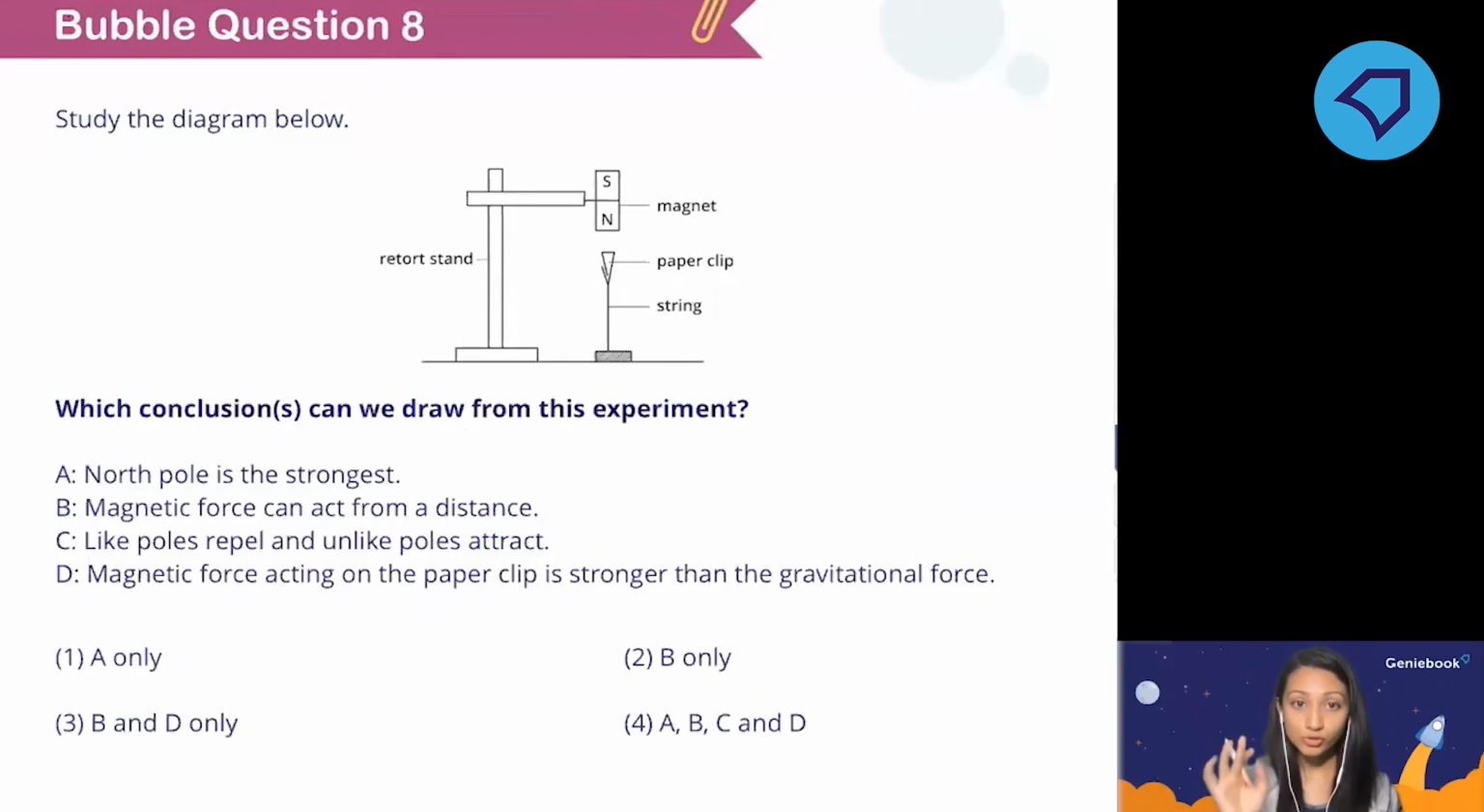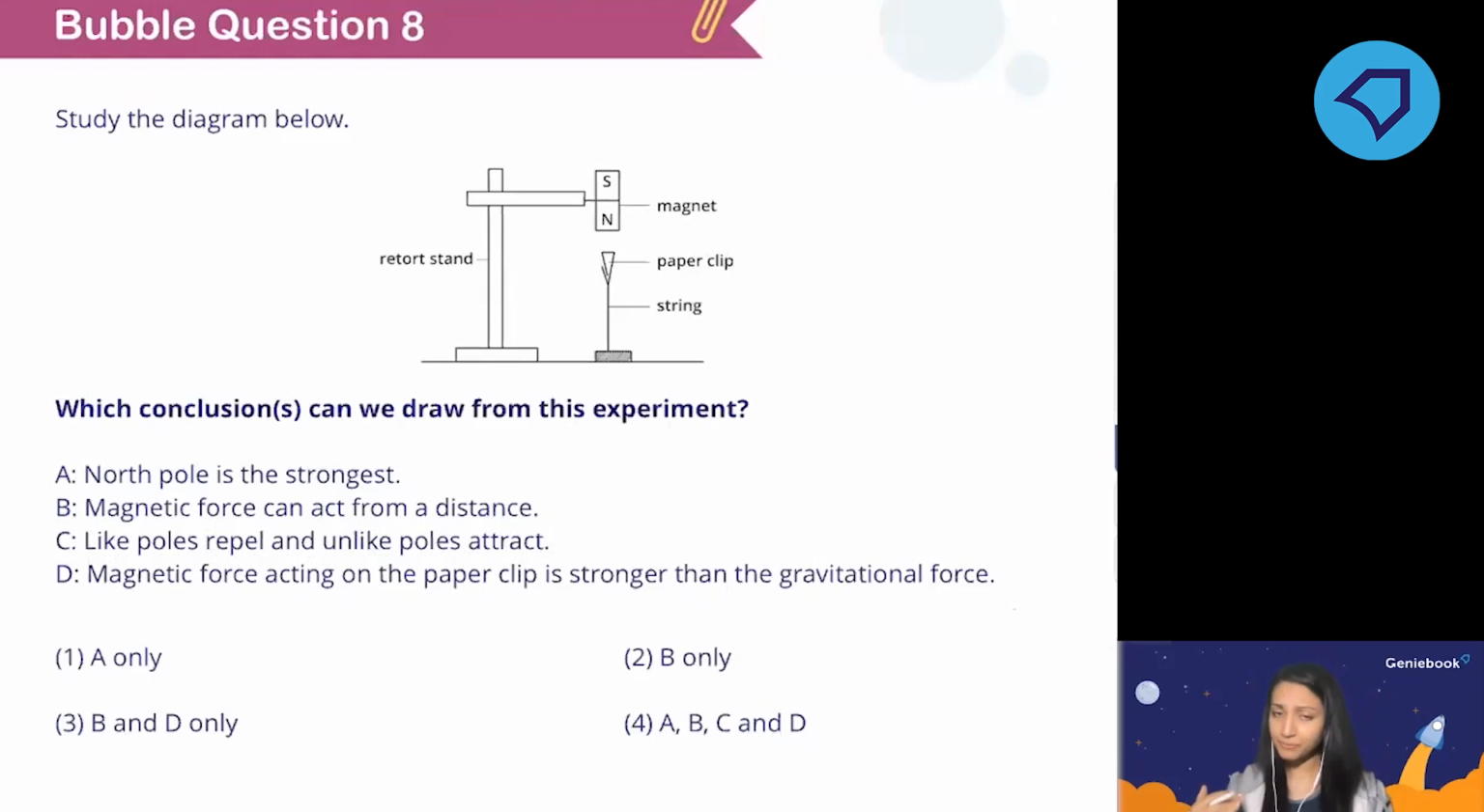Remember we have to choose the best conclusion based on the experiment. Even if you look at the statement and think it's correct, if it's not based on the experiment, then it will not be the correct conclusion. So let's look. Does this experiment show that North Pole is the strongest? Does it show that magnetic force can act from a distance? Does it show that like poles repel and unlike poles attract? Or does it show magnetic force acting on the paperclip is stronger than the gravitational force?